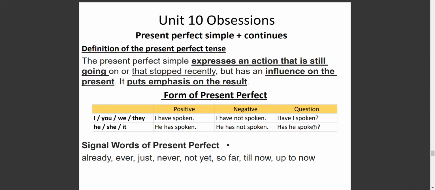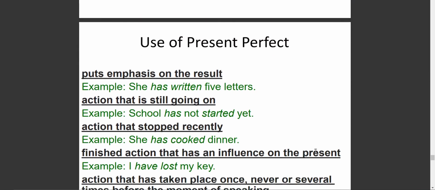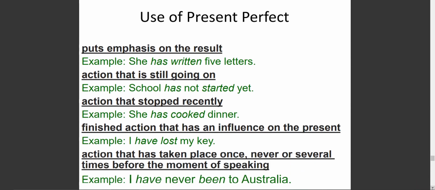Question: has he spoken? It's very clear, right? We put has in the beginning, نضع has في البداية, and then say has he spoken. Single words of present perfect: already, ever, just, never, not yet, so far, till now, up to now. Use of present perfect. استعمال المضارع التام.